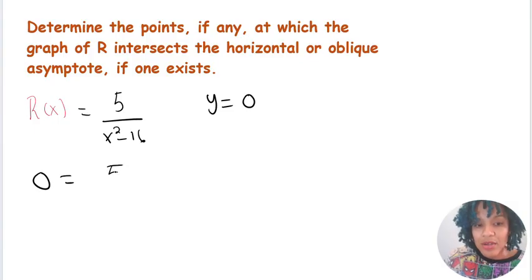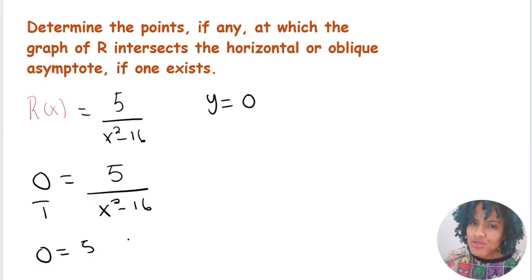This is going to seem familiar because it's what we did for finding the x-intercept. Again, I'm going to cross multiply and I am left with the statement 0 equals 5. Is this true? This is not true. So the function does not intersect the horizontal asymptote. So no intersection.